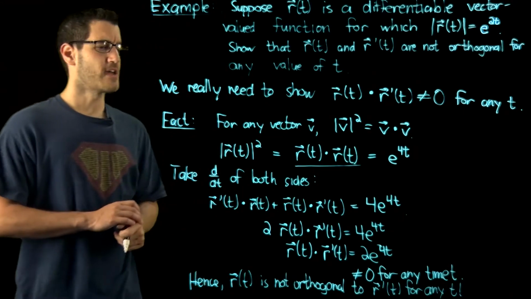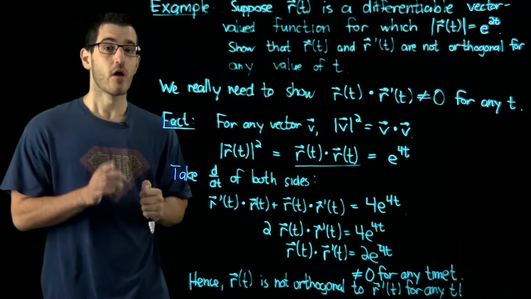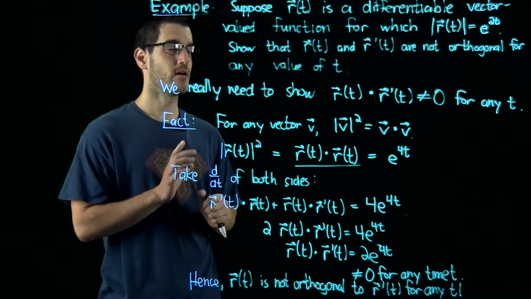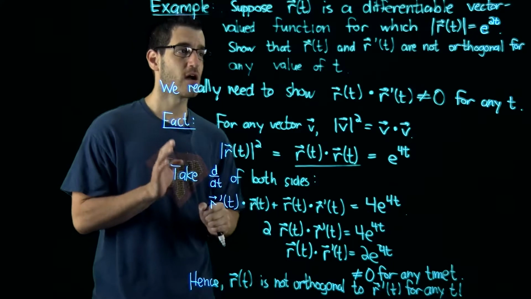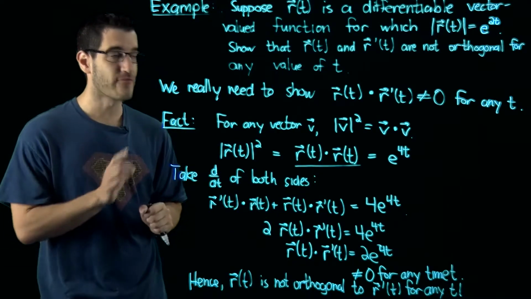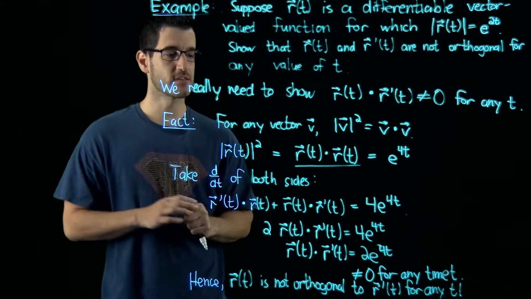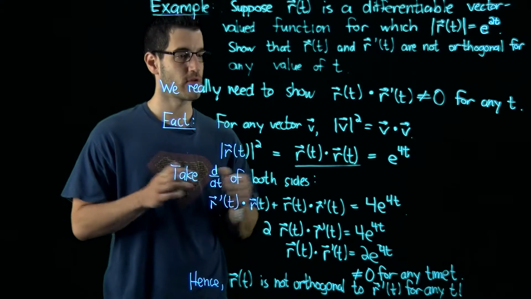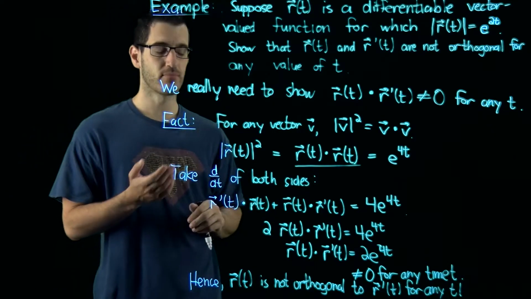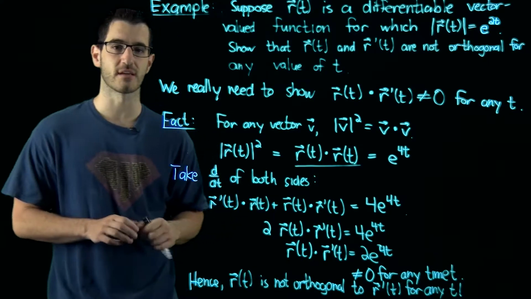So here's a good example. We actually didn't work with a real function for r of t. We were tasked in this problem to say no matter what type of function r of t is, as long as its magnitude is e to the 2t, it can never be orthogonal to its derivative. So in order to do this, we had to rewrite the magnitude of r in terms of a dot product and use the product rule for differentiating dot products. And from there, the solution wasn't particularly bad.